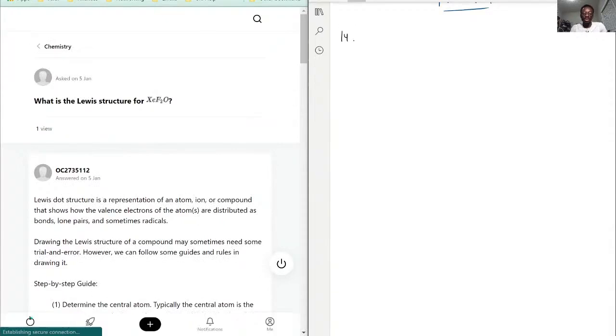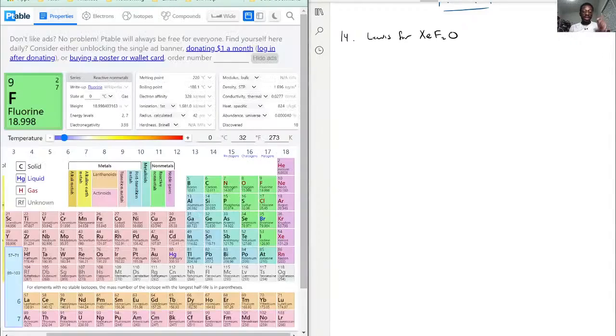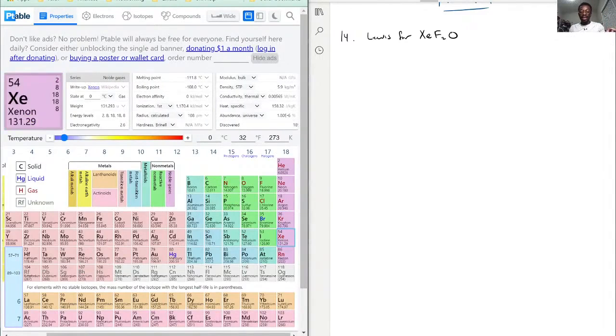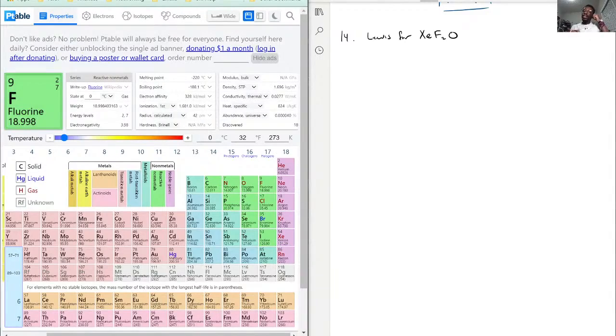What is the Lewis structure? So we want the Lewis structure for XeF2O, xenon fluoride oxide. This is going to be a little bit tricky, because xenon typically wouldn't care about making bonds since it's a noble gas. But let's solve this nonetheless. Let's see how we can work with this.